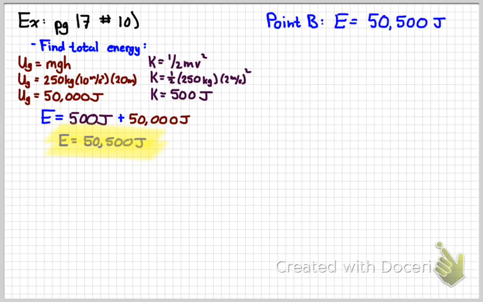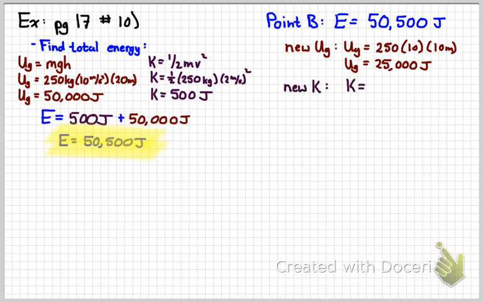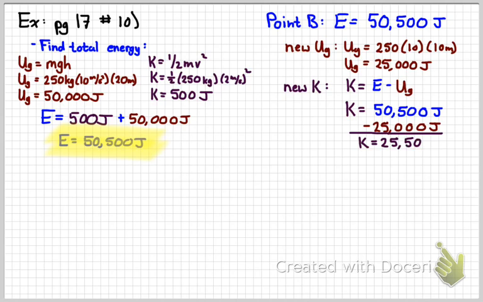So at the next point, which is actually point A, your energy is still 50,500 joules. Find your new potential energy. So you take the height that it gives you at the next point, and you would figure out that the new potential energy is 25,000 joules. The total has to add up to 50,500, so I subtract that to get my new kinetic energy. So my kinetic energy is 25,500 joules.